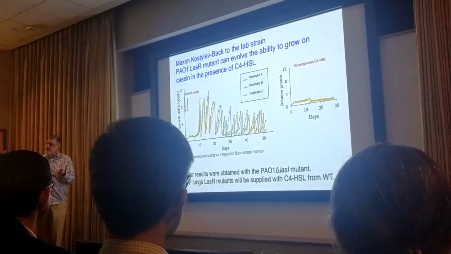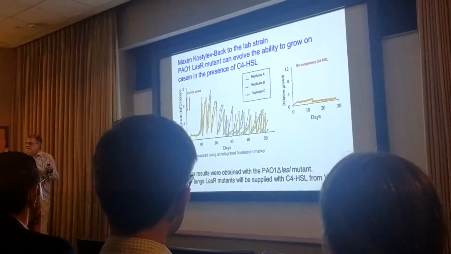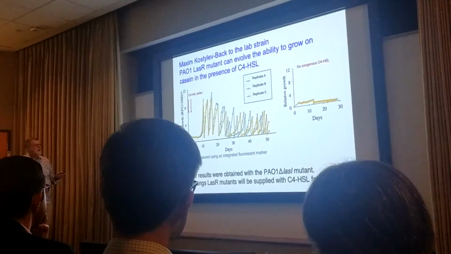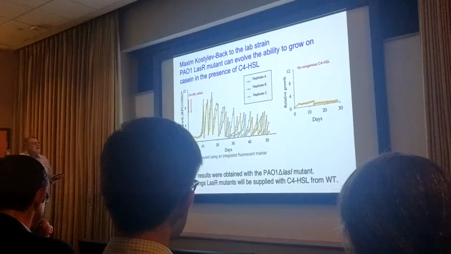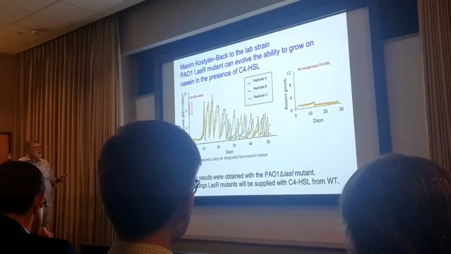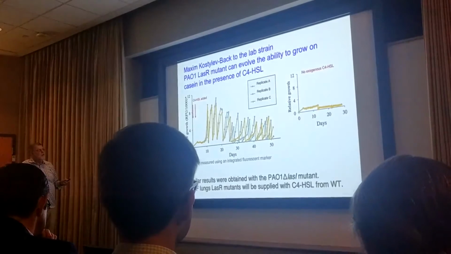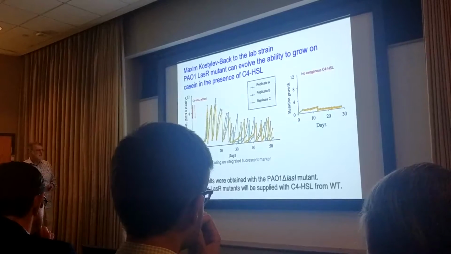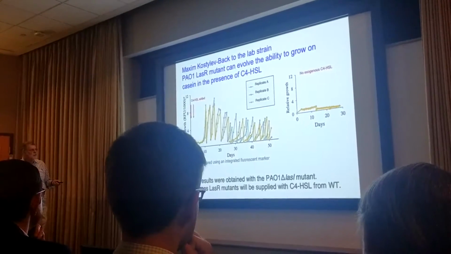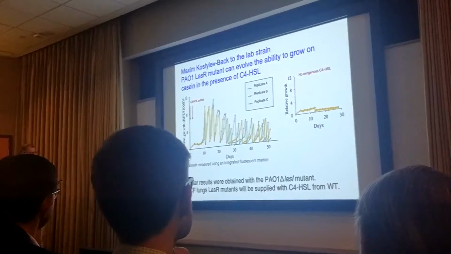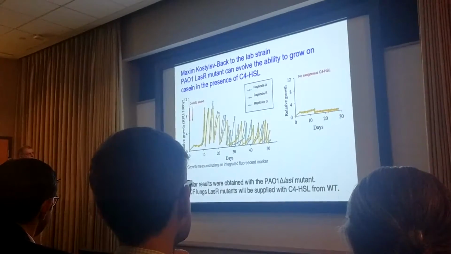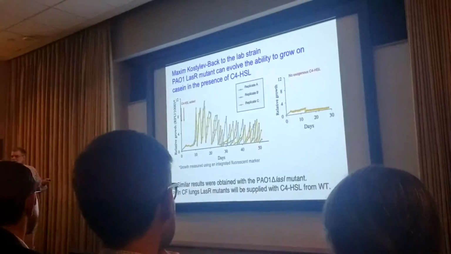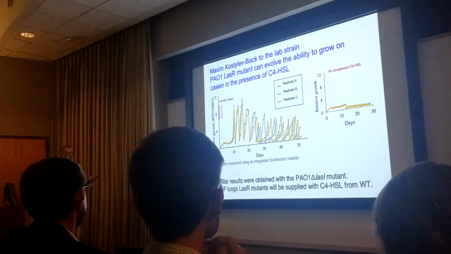And so that information about evolution in the chronic infections in the natural world led us back to the lab. And Maxim Kostylev wanted to see if he could rewire our strain PA01 to use RhlR and RhlI to grow on casein. And so he started with a LasR mutant, inoculated casein medium, and added this signal, the C4HSL, or added a strain of Pseudomonas that could make this signal.